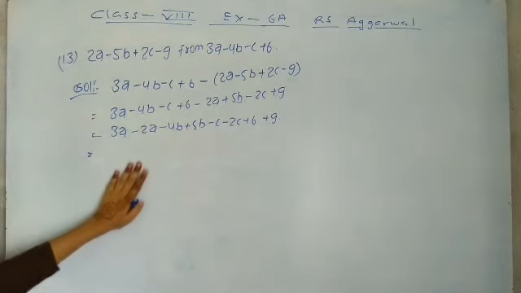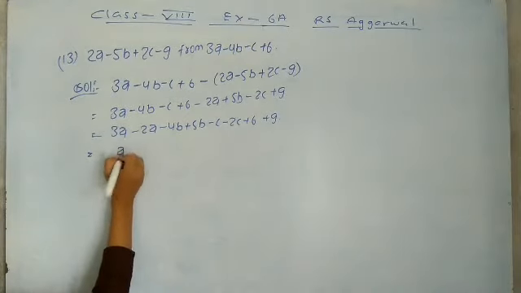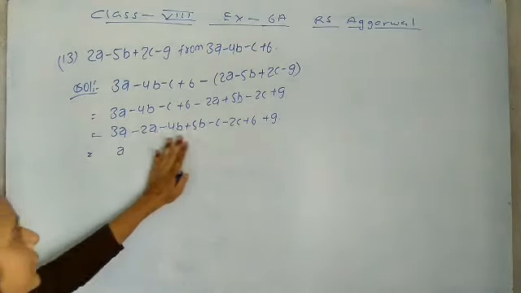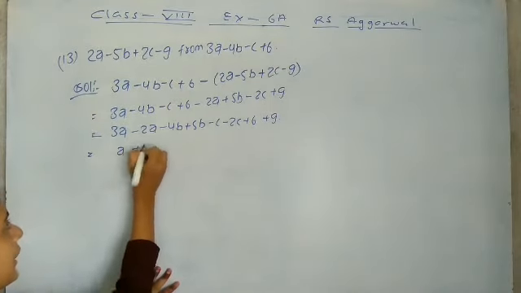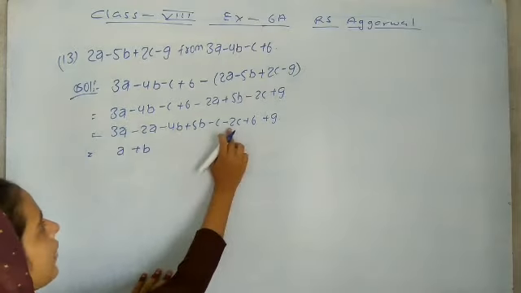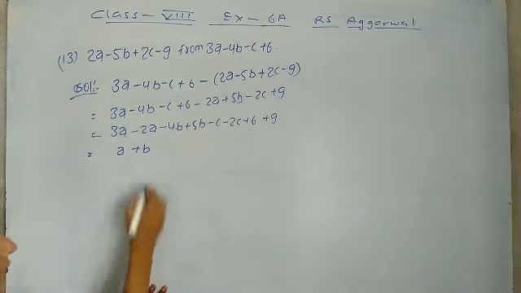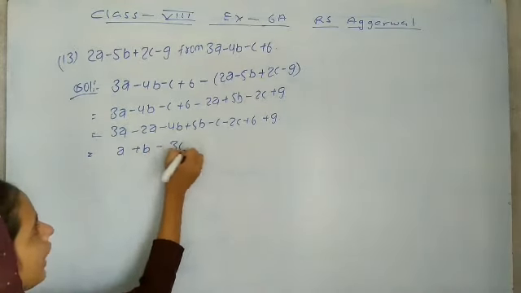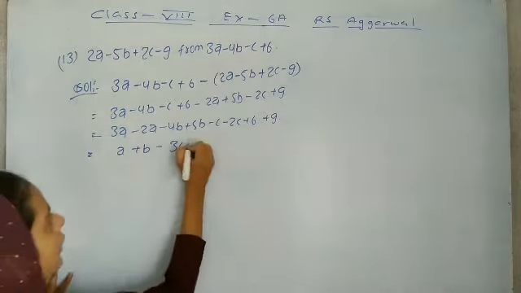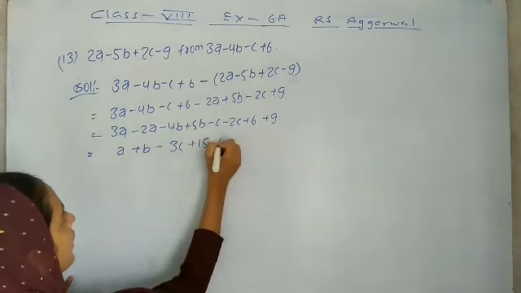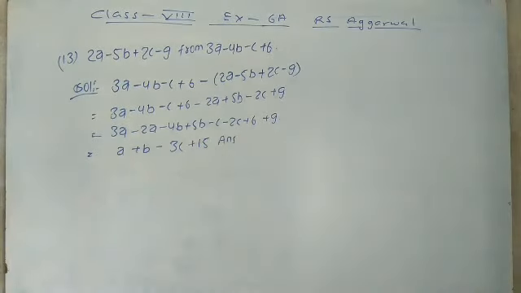So 3a minus 2a, here it will be plus a because the plus sign is greater. Minus plus minus, but the sign will be of plus because the plus sign is greater. Plus b. Minus c minus 2c, minus minus plus, but the sign will be of minus 3c. And here when we add them, 6 plus 9, it will be 15. Plus 15. It means that a plus b minus 3c plus 15 is our answer.